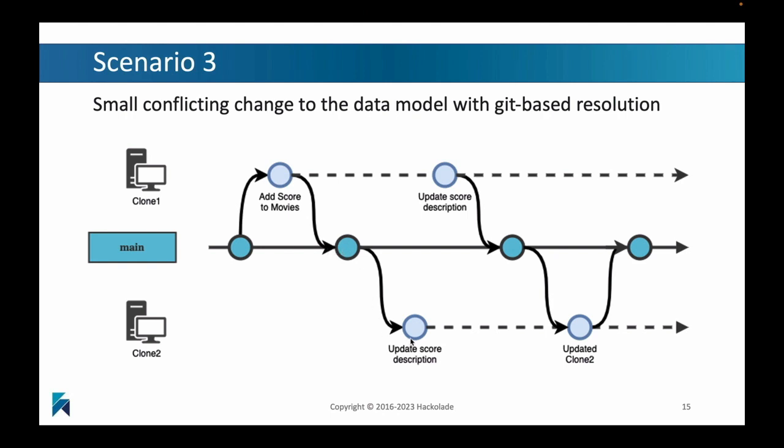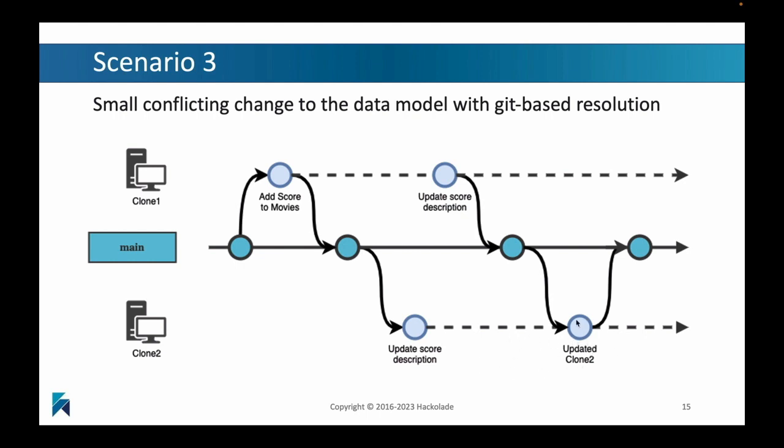Clone 2 will pull that into their clone, and then make an update to that score property, to the description of that score. And in parallel, in clone 1, the work is continuing and is also making an update to the score description. Clone 1 commits that and pushes that back to the remote, while clone 2 is working with their updated score description in their clone over there.